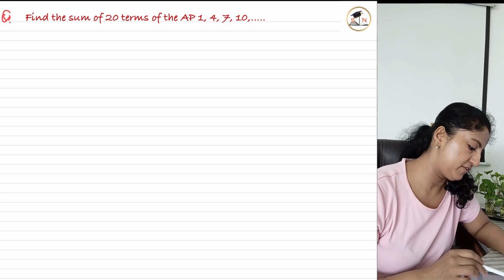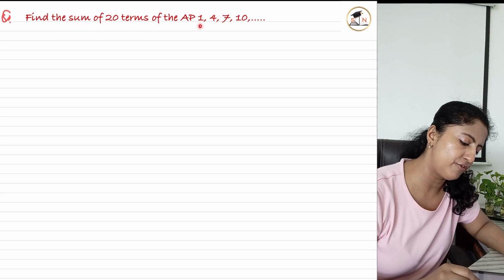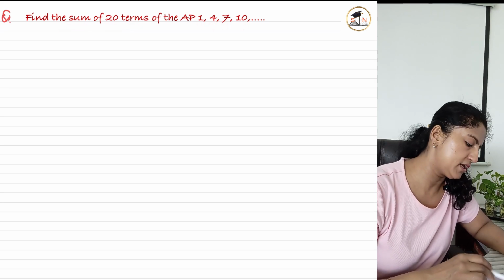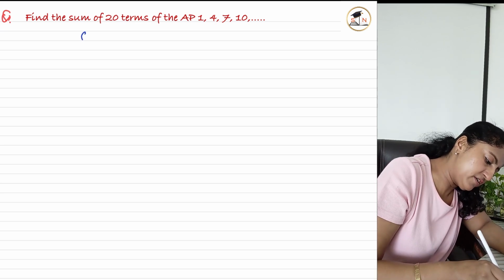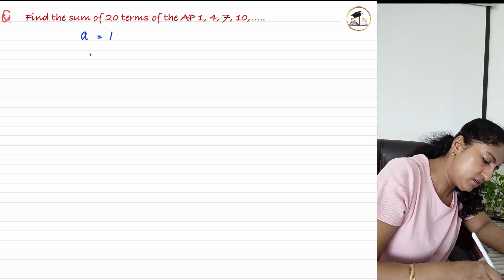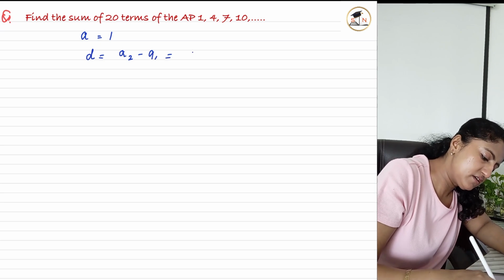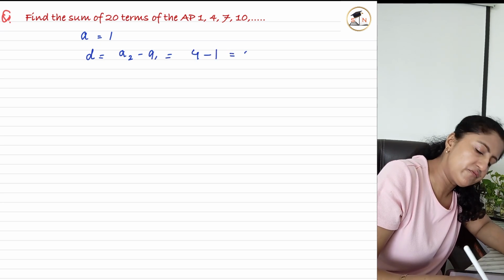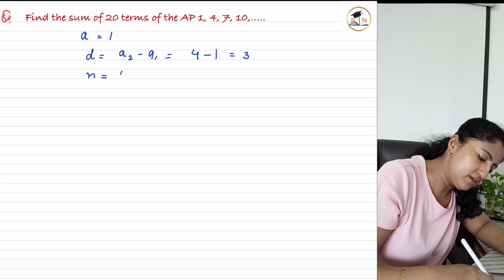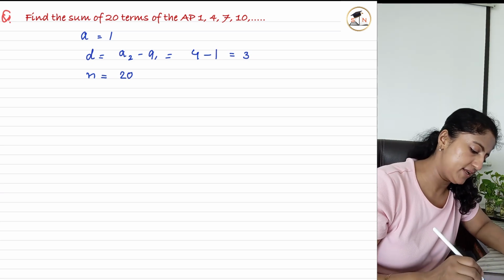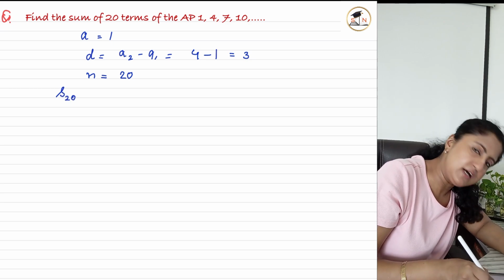Now, the first question is, find the sum of 20 terms of the AP 1, 4, 7, 10. So over here, they are just talking about the sum, right? So what we have got is a as 1, d as A2 minus A1, which is 4 minus 1 equals 3. Right. Now, we have n as 20 over here. Now, we will find S20. That is what is being asked over here.